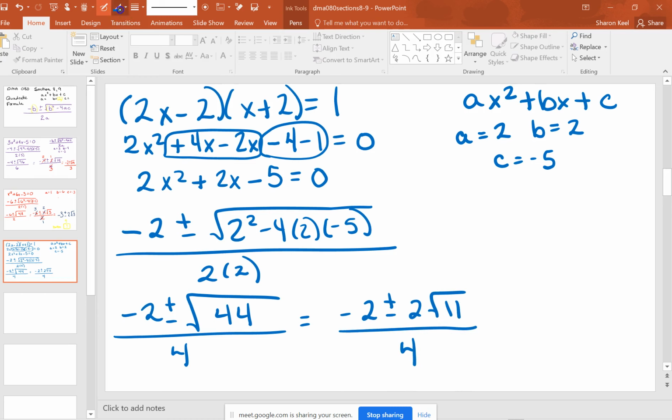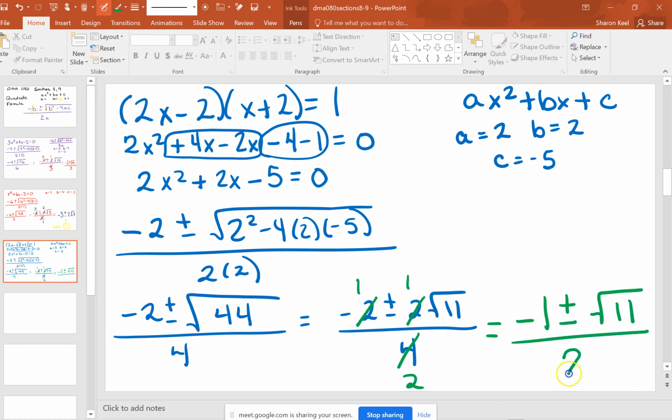This one, when we further simplify, 2 goes into 2 once, 2 goes into 2 once, 2 goes into 4 twice. So we have a negative 1 plus or minus the square root of 11, and everything is over 2. I do not need the 1 in front of the square root, since I still have the square root of 11. Always be sure, when I do this, I click the fraction key first before I start typing in the numerator and the denominator.